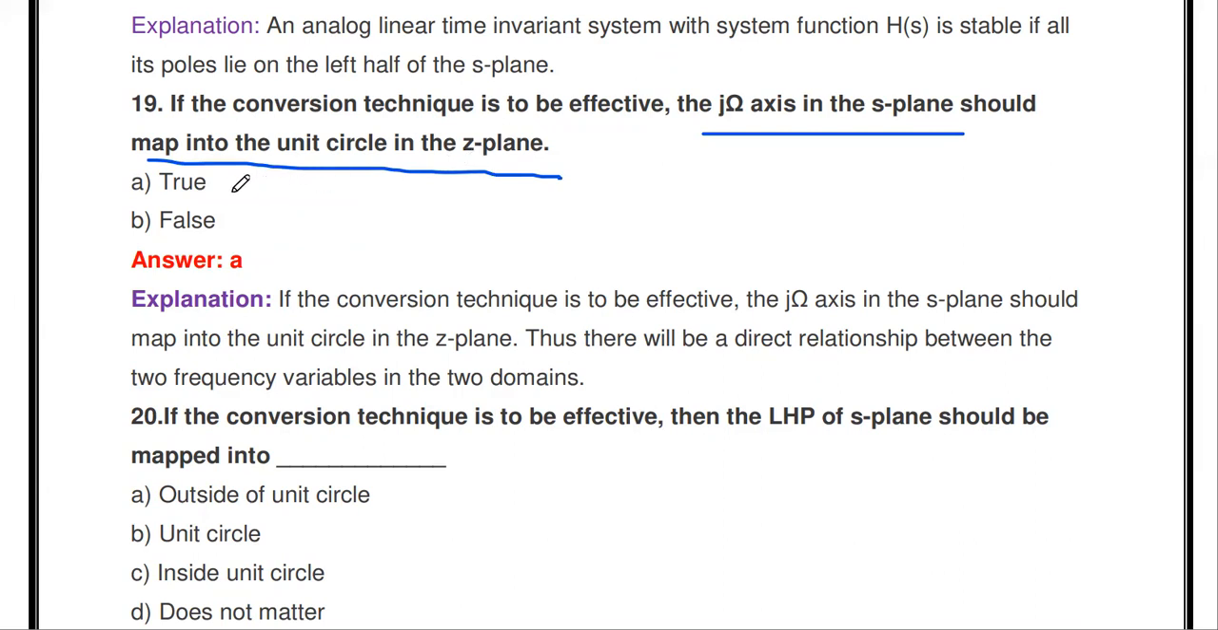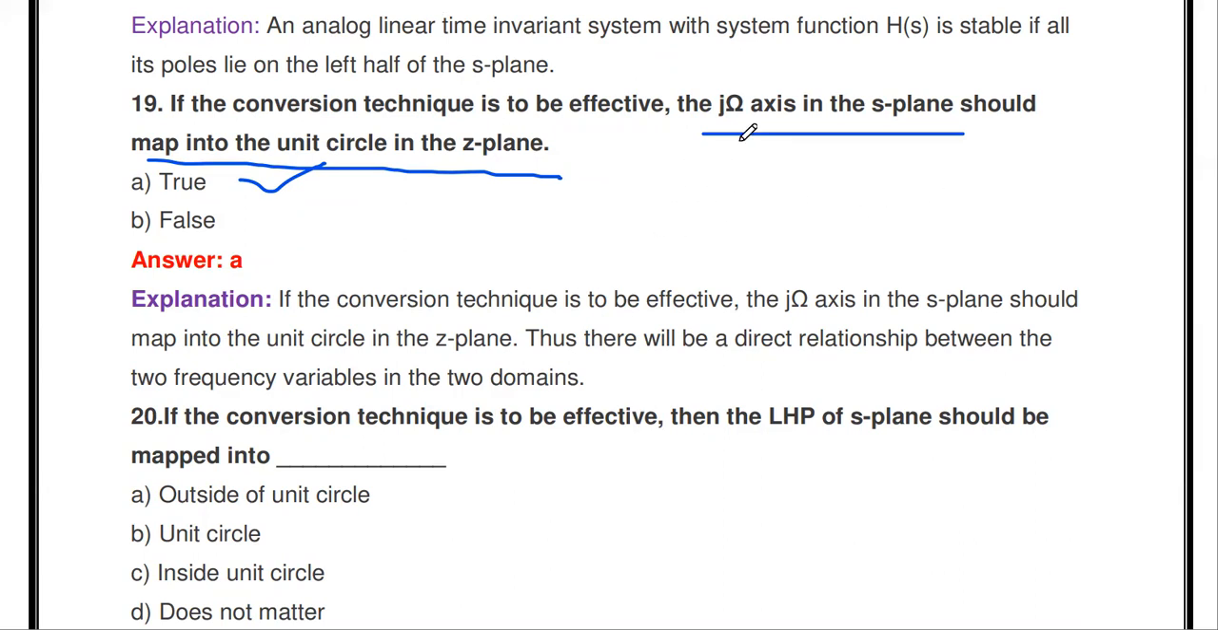Okay, is this true or false? True. That is, in order to convert the analog domain into the digital domain, once we have designed the analog filter, again we have to convert it into a digital filter using some transformation technique like the bilinear mapping technique or the impulse invariant method.